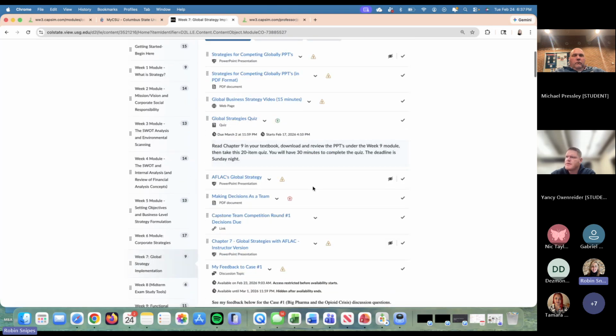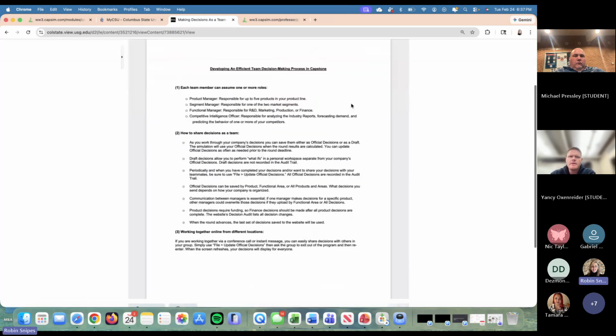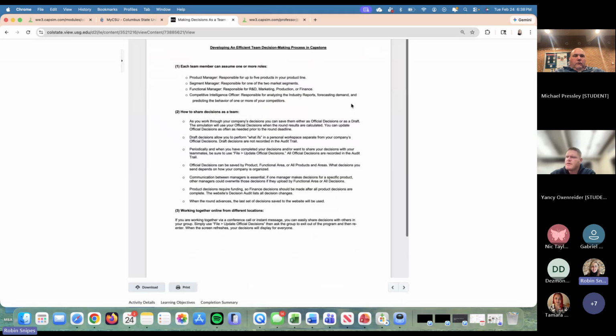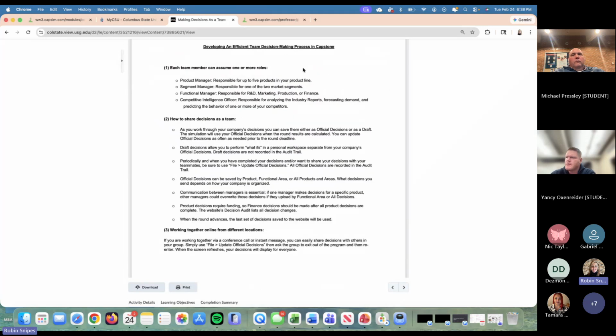I also have one item under the week 7 learning module, which is developing an efficient team decision-making process. And there are a couple of different ways that you could do this. As I said before, and those of you who signed on a little late might have missed this, I think for the first couple of rounds, I would really focus on having everybody together to make decisions. Whether you do that with an online meeting or a face-to-face meeting, it really doesn't matter.